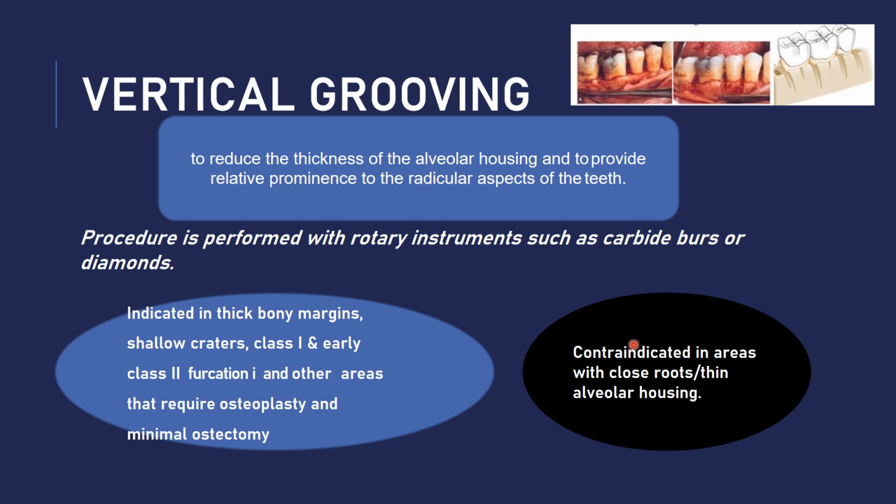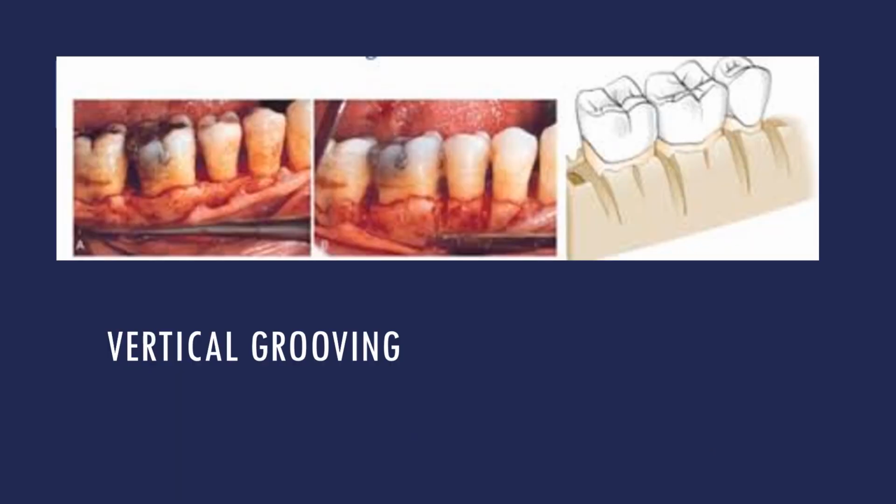You cannot do it there. So, it is for thick bony margins or shallow craters, class 1 and class 2 furcation involvements, and other areas that require just osteoplasty and not osteotomy, especially when we are doing the festooning of alveolar bone. Okay, so this is the procedure.